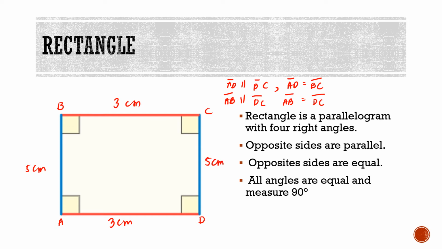Now, angle A, angle B, angle C, and angle D are all 90 degrees. So we can write this as angle A is equal to angle B is equal to angle C is equal to angle D, wherein the measurement of the angles is 90 degrees.